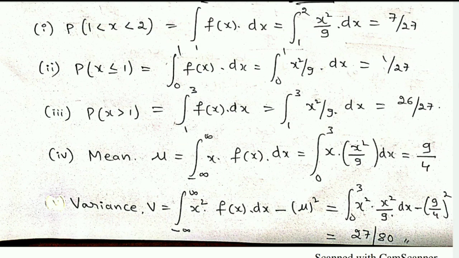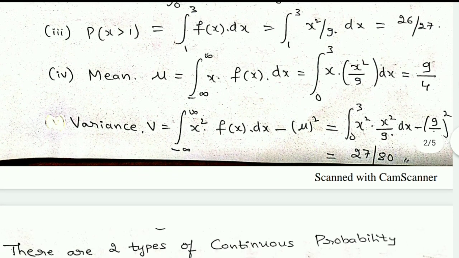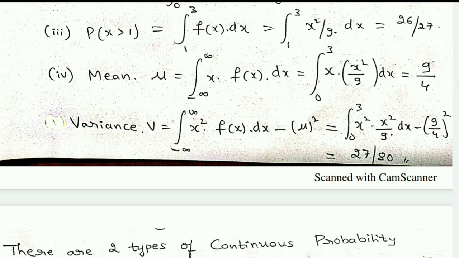Last, variance. Write down the formula first. It is minus infinity to plus infinity, x square f of x into dx minus mu square. But mu we just found out is 9 by 4 and the limit is 0 to 3. Simplify and get the answer as 27 by 80. So this is the simple example for continuous probability distribution.